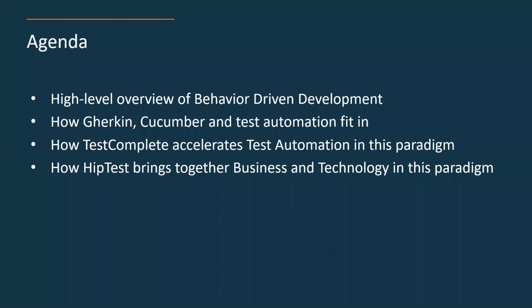We'll be talking about essentially 4 things. First, we'll go into a high-level overview of behavior-driven development itself, and then we'll move on to how Gherkin, Cucumber, and test automation fit into the BDD space. Then we'll get into some of the tools that SmartBear does offer. So we'll get into how TestComplete accelerates the test automation aspect in this paradigm. And then finally, how HipTest, another product here at SmartBear, brings together business and technology in this paradigm. And by this paradigm, essentially behavior-driven development.